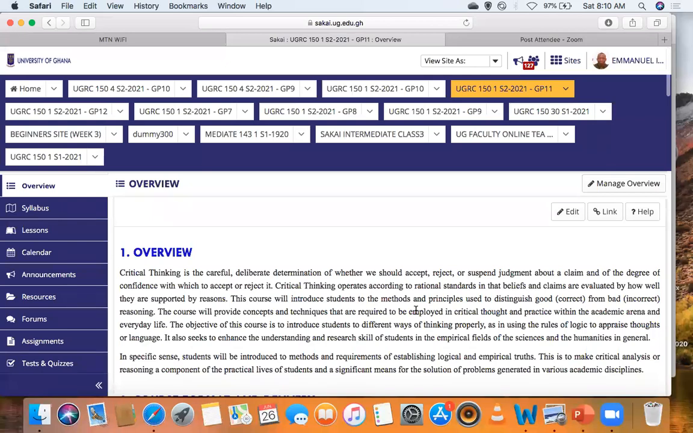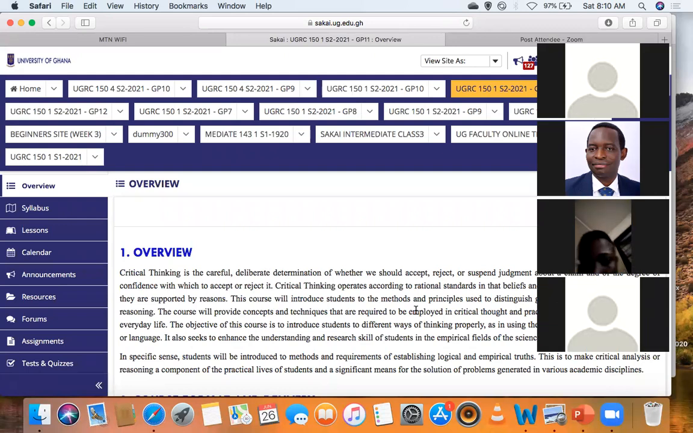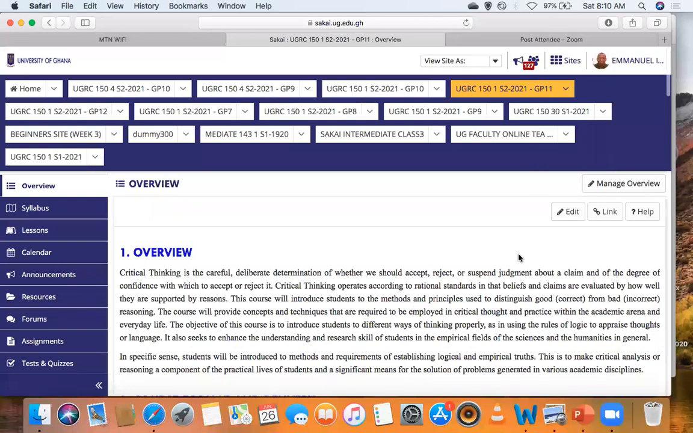Now, let me clarify that claim. When we talk about claim, a claim can also be a conclusion. It can also be a decision. As we progress in this course, you'll find out that claims and conclusions and decisions are technically the same. They are technically the same. Claims, conclusions, decisions. Just have that in your mind.